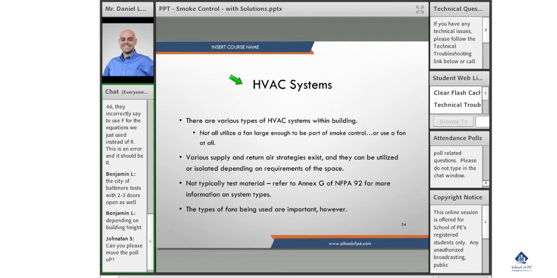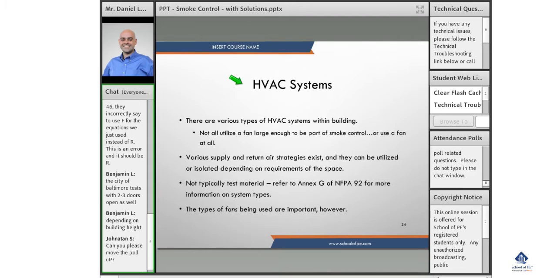Right, so then there's HVAC systems in the building. There are various types of HVAC systems in the building. Obviously, you can have anything small from bathroom ventilation to your whole building HVAC system. You're gonna have all different sizes, and not all of them utilize a fan large enough to be part of smoke control, or they use a fan at all.